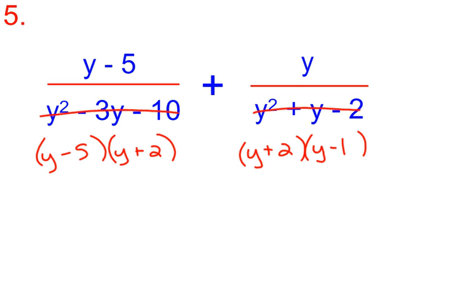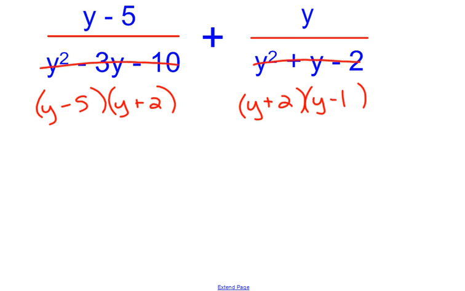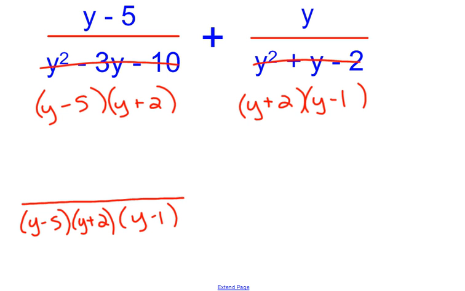So as I'm finding my common denominator, anything that appears in the denominator has to be used. So I had a y minus 5 up here, it has to be used. I had a y plus 2, it has to be used. In my other denominator, I have a y plus 2 also. So since I already used that, I don't have to use it again. But I have the y minus 1. So that's my common denominator.